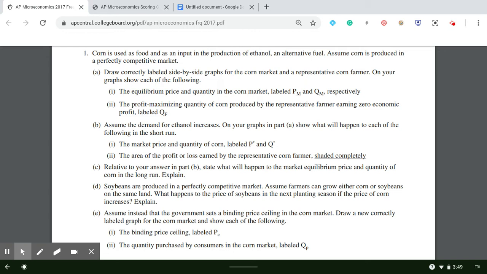So in this case, we have corn that is used as a food and as an input in the production of ethanol, an alternative fuel. Assume corn is produced in a perfectly competitive market.